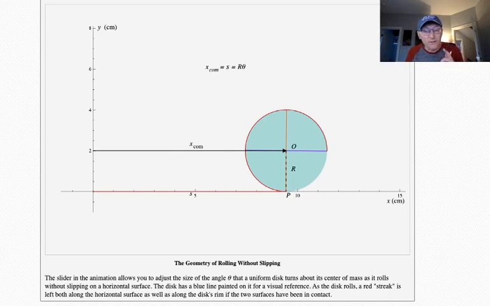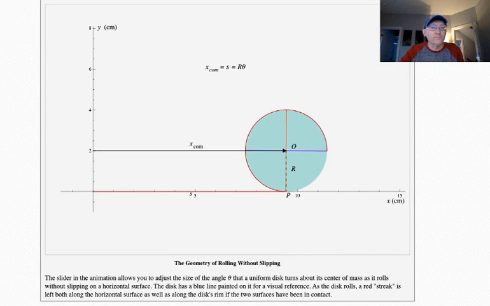We could even take another derivative of the VCOM equals r omega. And the VCOM becomes ACOM, magnitude, acceleration of center of mass. And the r omega becomes r times alpha, magnitude, magnitude of angular acceleration. We'll use that one too. Okay, now I want to show you one more.